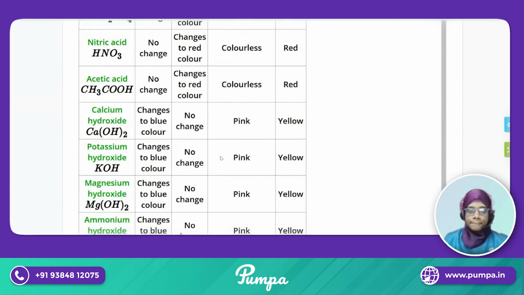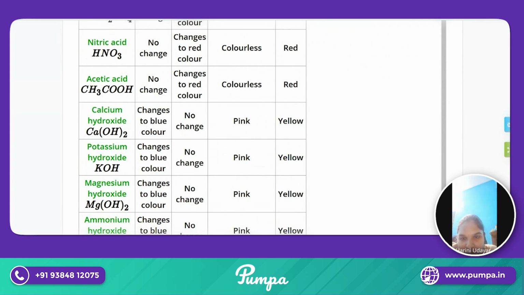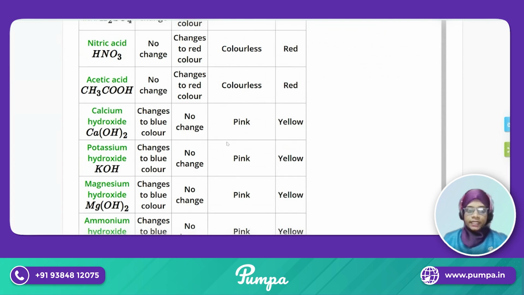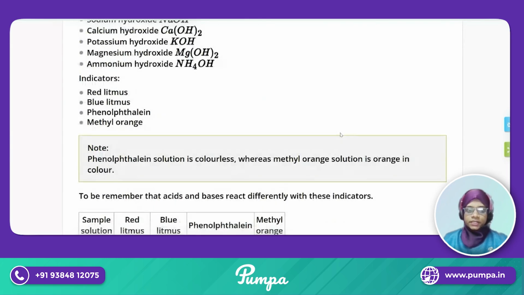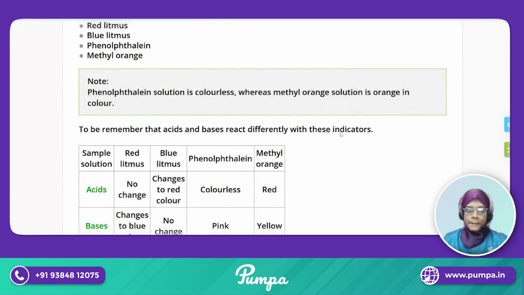Yes, Harini? Ma'am, in phenolphthalein, is the natural color itself colorless, or does it have any color, ma'am? No, it doesn't have any color. It is actually a colorless solution, phenolphthalein. It remains colorless. Based on the substance you are taking, the color of the substance will change. Okay. Yes, ma'am.